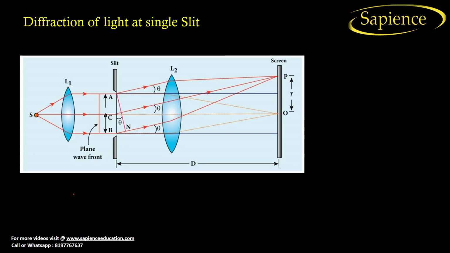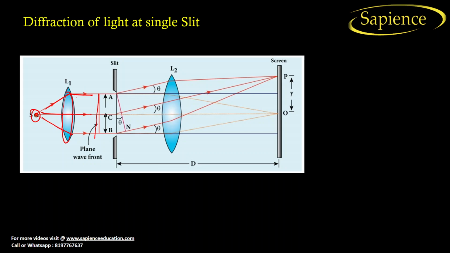Now let us consider diffraction of light in a single slit. According to the Huygens principle, each point on the plane wavefront, see, this is the light source and this is the lens for it, and when you put the light source here, the wavefront will form. So these are the wavefronts.